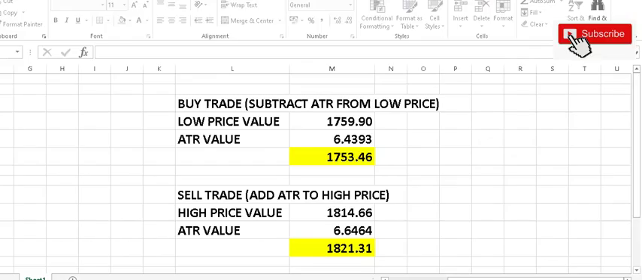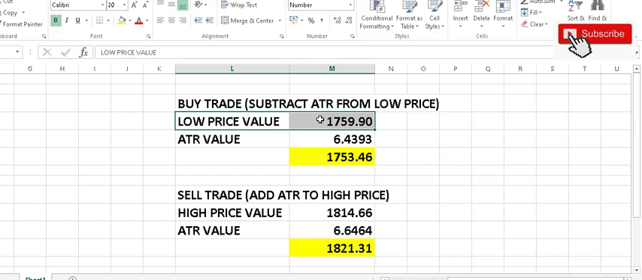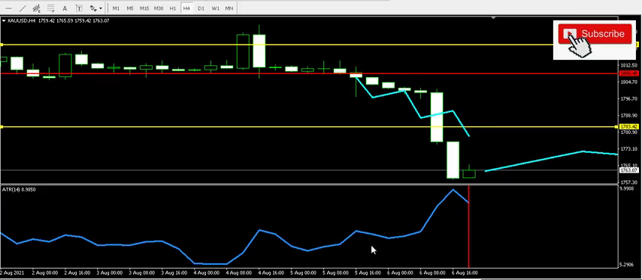Just go to your calculator or your Excel sheet. For a buy trade, if you have to buy, you subtract the ATR value from the price of the currency pair or the asset or the commodity. If you have to sell, you add the ATR value to the high price. For buy, you subtract the ATR value from the low price. To sell, you add the ATR value to the high price. So you can use this to set stop loss for any tradable asset.